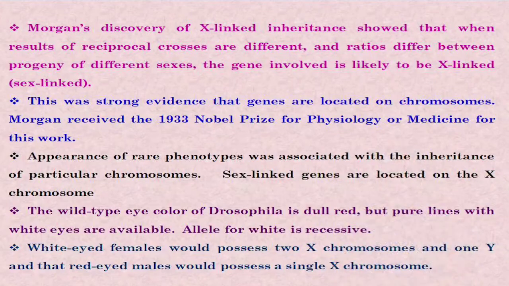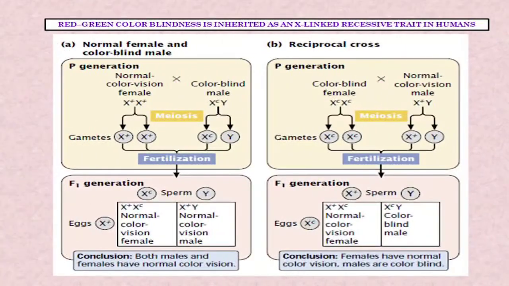The wild type eye color of Drosophila is dull red, but pure lines with white eyes are available. The allele for the white eye is recessive. White-eyed females possess 2 X chromosomes, and red-eyed males possess a single X chromosome. So this is like red-green color blindness, which is inherited as a sex-linked recessive trait in humans.